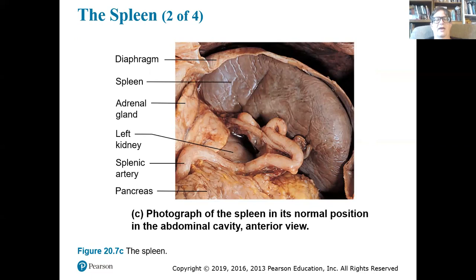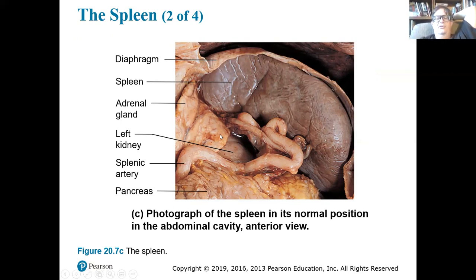All right, so there we have the diaphragm. This is a photo of an actual dissection. This is the thin layer of muscle that is above the liver, above the stomach, and below the lungs. And right there, brushed up against it, we have the spleen.